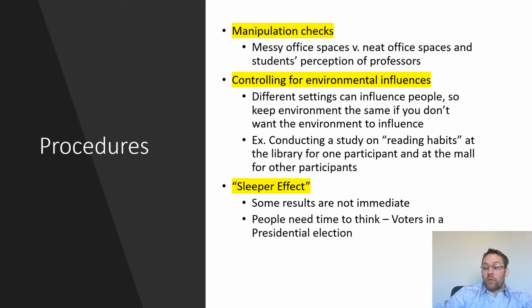Okay, there's a couple procedures you can do to check the validity. A manipulation check is you can manipulate the environment the person's in. This is different than controlling environmental influences. There's a slight difference, but there's a difference enough. So, for instance, they give an example in the textbook where they want to ask students whether or not their professors are competent, and they do it in two different ways, right?